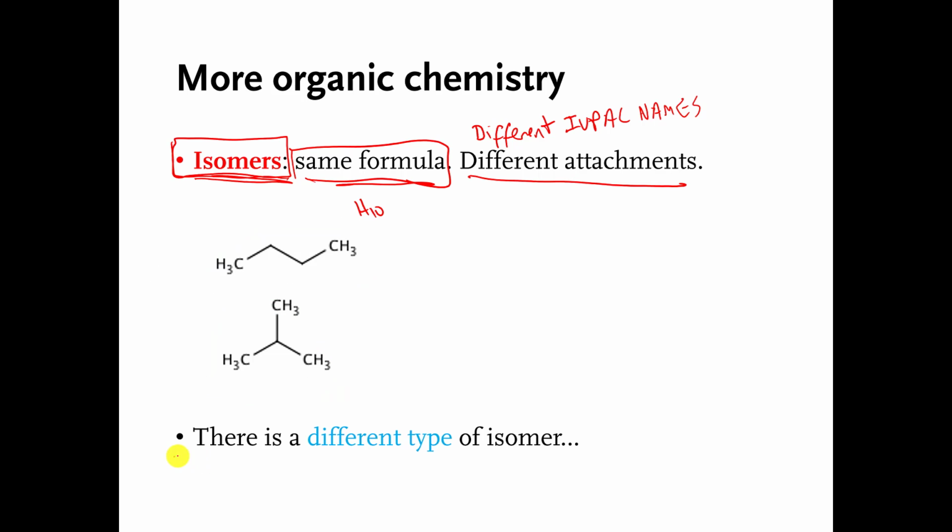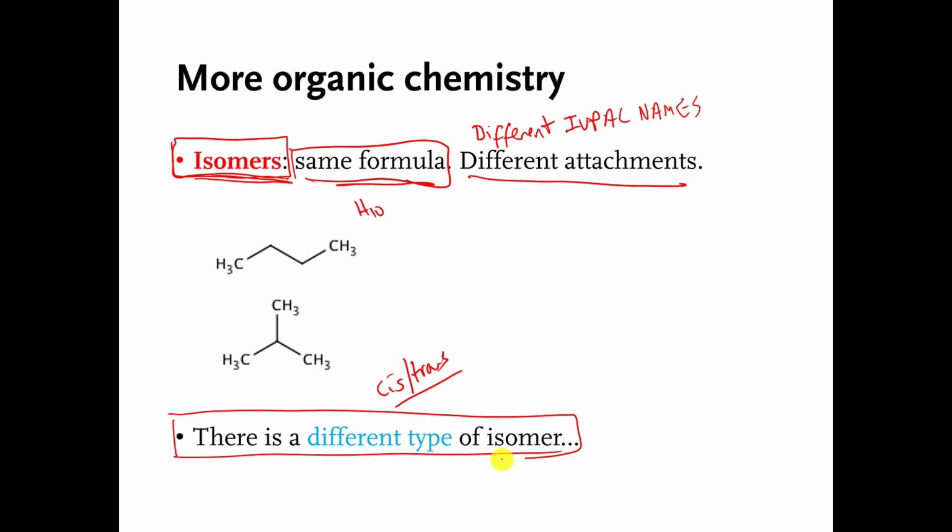There is a different kind of isomer. We also talked about cis and trans isomers in a previous video. Well, believe it or not, there's an even different kind of isomer, and this one is really weird. It is called a stereoisomer.